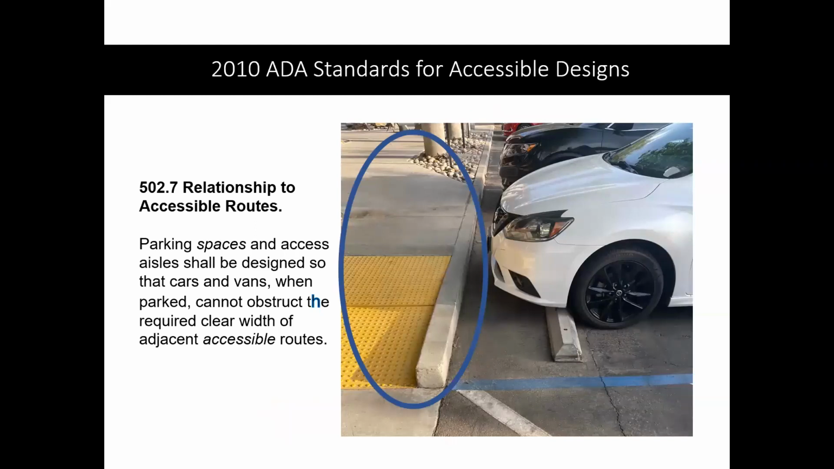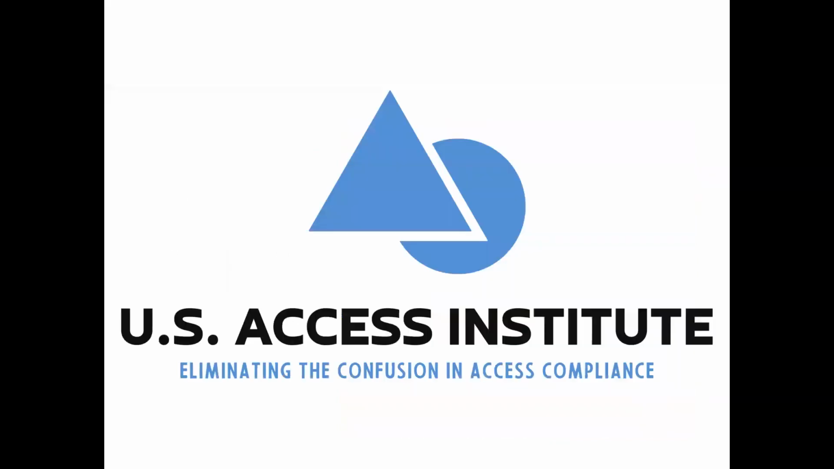502.7, in relationship to accessible routes, parking spaces and access aisles shall be designed so that cars and vans, when parked, cannot obstruct the required clear width of adjacent accessible routes. So some form of a wheel stop is only required to prevent obstruction of an adjacent accessible route. Otherwise, no wheel stop is required.